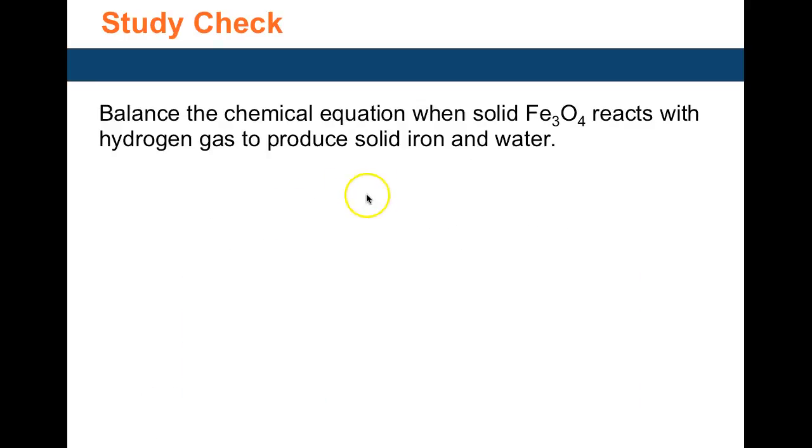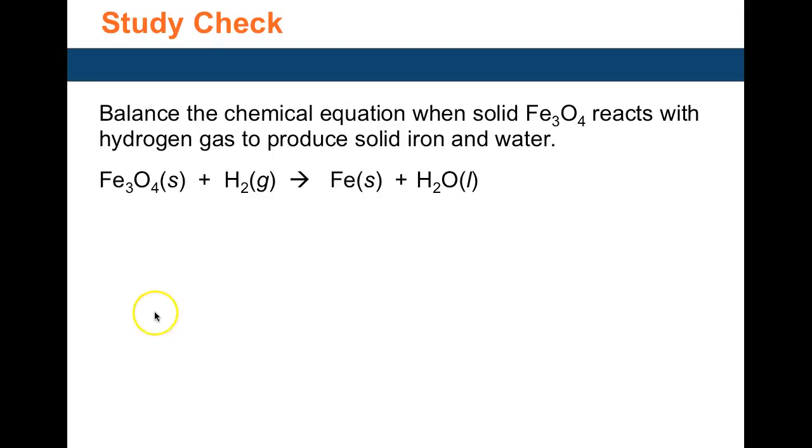Balance the chemical equation when solid Fe3O4 reacts with hydrogen gas to produce solid iron and water. So this is called a word problem, and according to the word problem you have to write down what it says. So it says Fe3O4 is reacting with hydrogen gas. Remember, hydrogen gas exists as a diatomic molecule. So you can't write just H, it's H2. Since they said gas, you have to put (g).